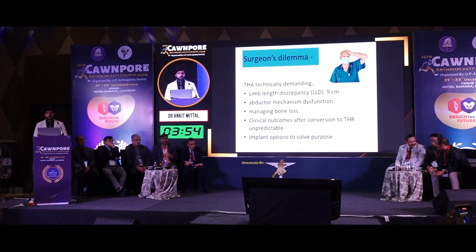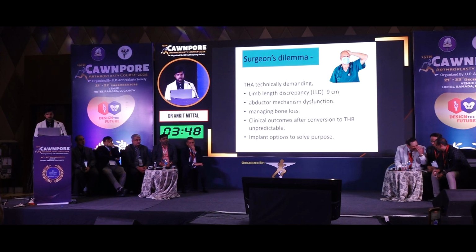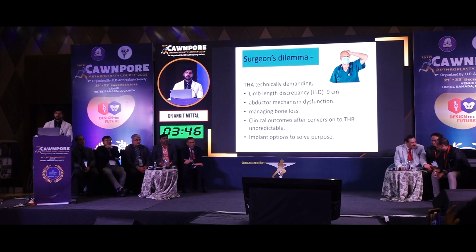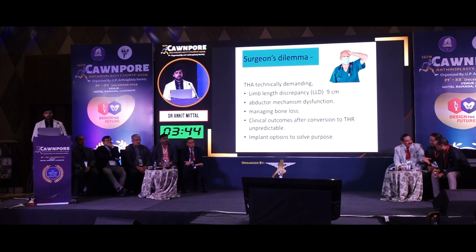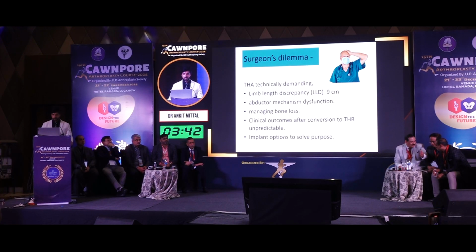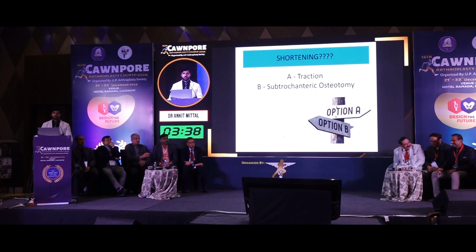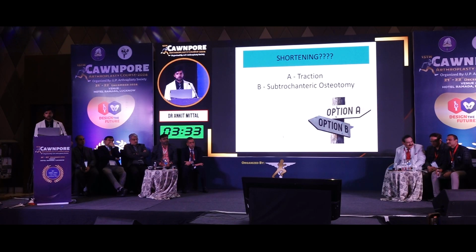Now, total hip replacement is technically demanding. As there was a limb-length discrepancy of 9 centimeters, the abductor mechanism was also dysfunctional, and there was bone loss, clinical outcomes were unpredictable, and there were multiple implant options to solve the problem. So we kept the patient on traction for some duration, and we kept the option of subtrochanteric osteotomy in our mind intraoperatively.